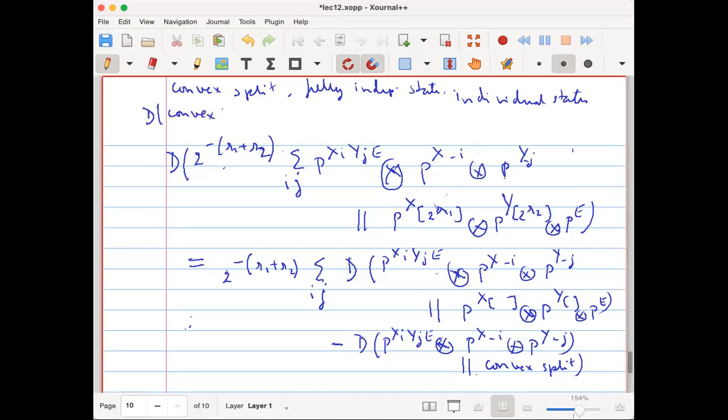So the convex split with respect to fully independent. So this is the final thing that we want to show. This is small, fully independent. So this is equal to the average. Here is the uniform average. So this will be like if there were n of them, so it will be D of the ith state with respect to fully independent.